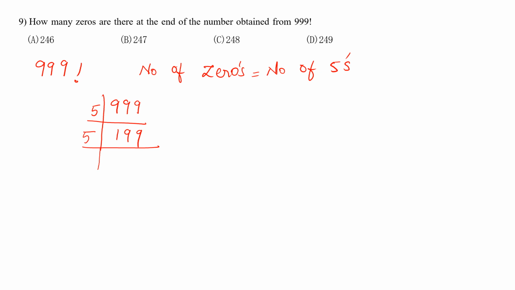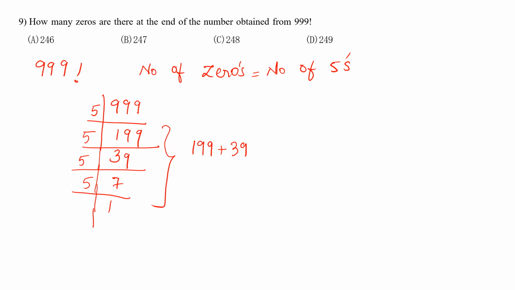This would be 39. Again dividing we get 7. Now again divide by 5 we get 1 without considering the remainder. Now we'll add all these terms, that is 199 plus 39 plus 7 plus 1. This would be equal to 246. This is the number of zeros in 999 factorial, that is option A.